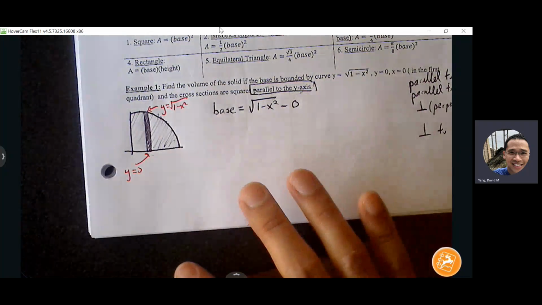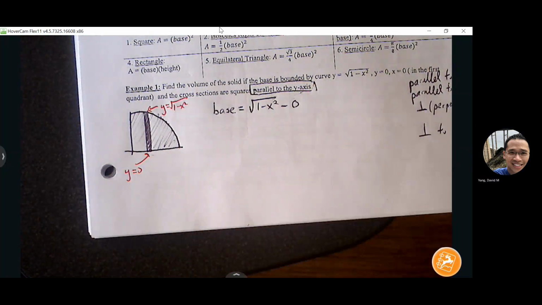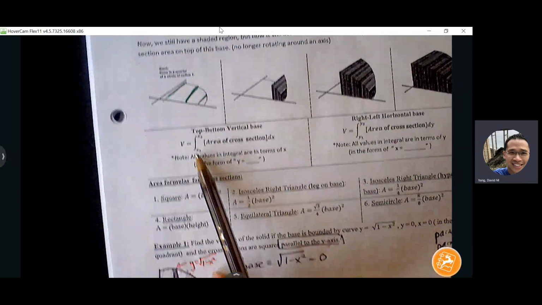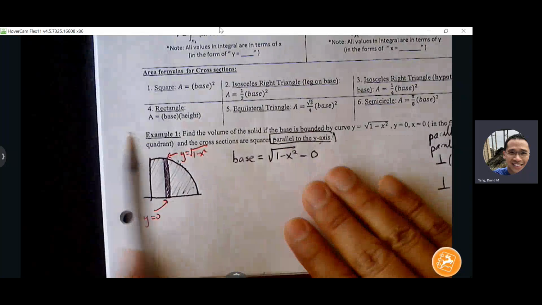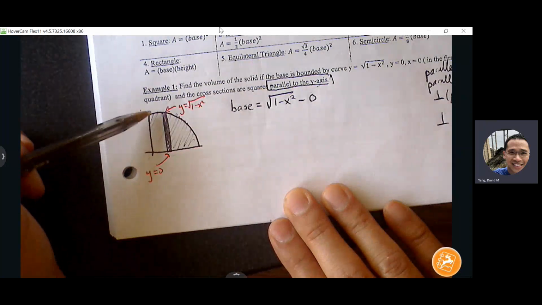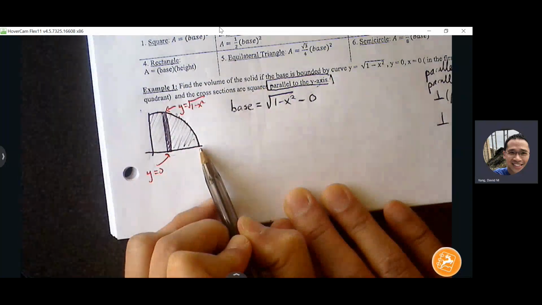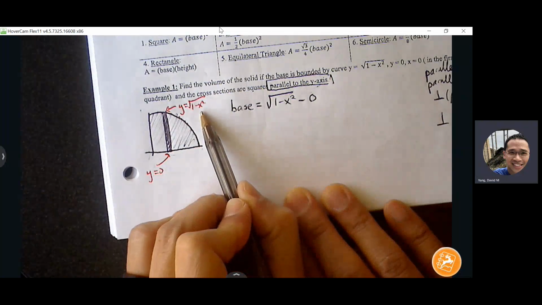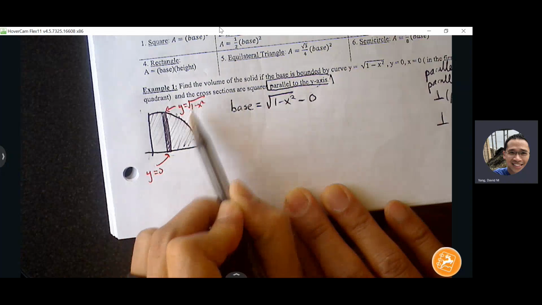All right, we do need to find the bounds. This is top minus bottom, so we know we're going to do x1 and x2. That means I need to find the left and right bounds. The left one is easy. What's the left x value? 0. And the right one here, I could just set the square root equal to 0 and solve for x, right?